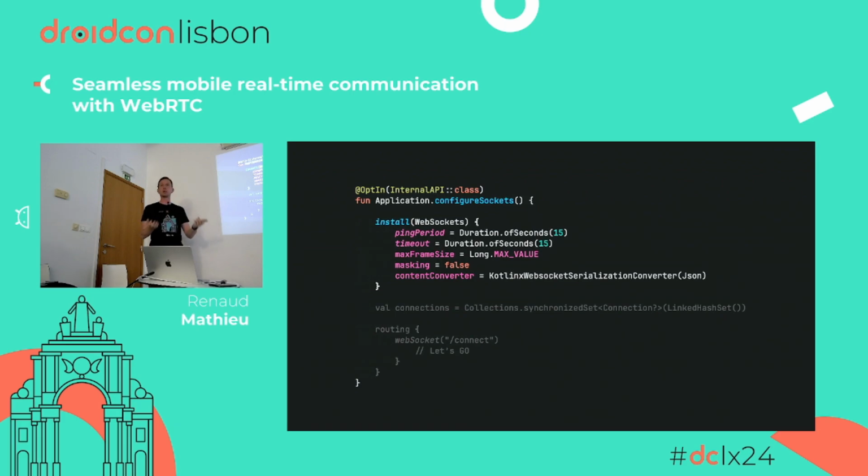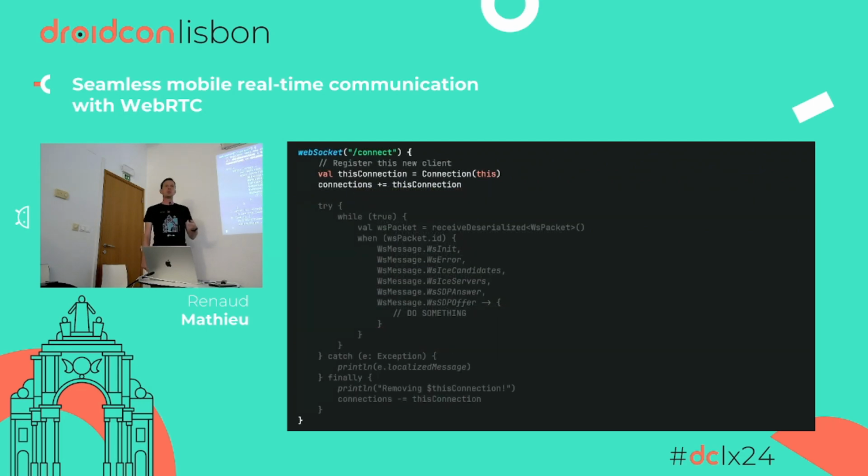Now in Ktor, what we are going to do is install the WebSocket. This is from the manual. We set the ping period, the timeout, the max frame size, the masking, everything is by default. But I'm also adding the content converter because I want to serialize and deserialize my WS packet and not transfer just plain text. Then create a pool of connections. And in Ktor, for those that are familiar, there is this routing DSL, and let's create a WebSocket with /connect.